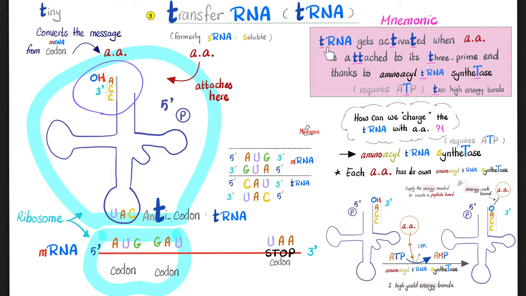amino acid. Mnemonic time. tRNA gets activated, i.e. charged, when amino acid is attached to its 3' end, thanks to the aminoacyl tRNA synthetase, which requires ATP, namely 2 high energy bonds. You load the truck with cargo at the rear end of the truck, but you load my tRNA with amino acids at the 3' end of the molecule, just next to CCA.